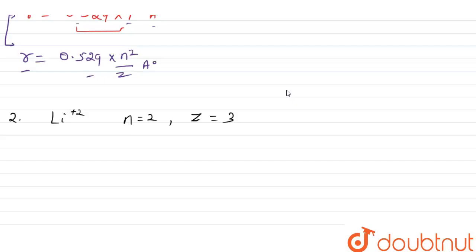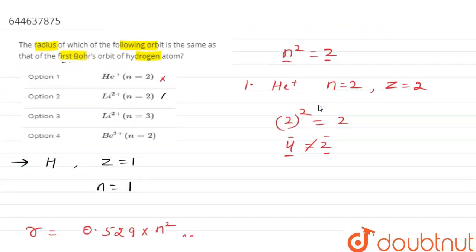So let's calculate n square and Z. Our condition is n square should be equal to Z. Let's check whether they are the same or not. So n is 2, so put 2 here, squared, and equals Z. Z is 3. So here we get 4, and here we get 3. We know that 4 should not equal 3. So this is also wrong. Option 2 is incorrect because we do not get n square equals Z. We need n square to be equal to Z.